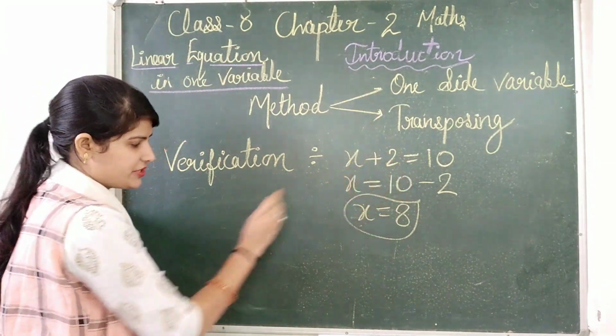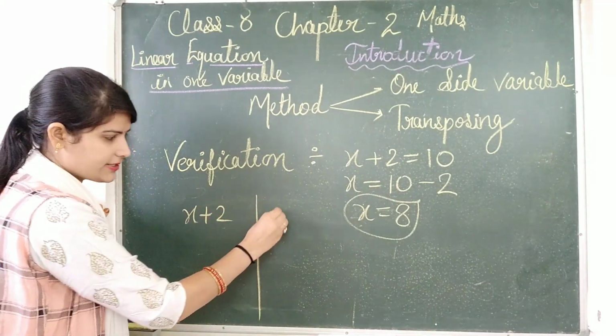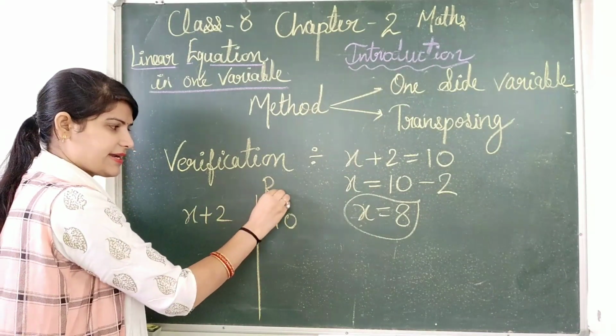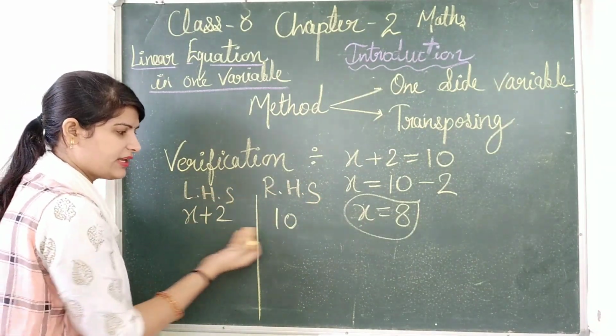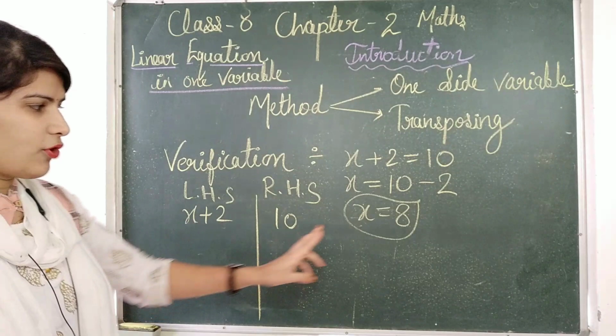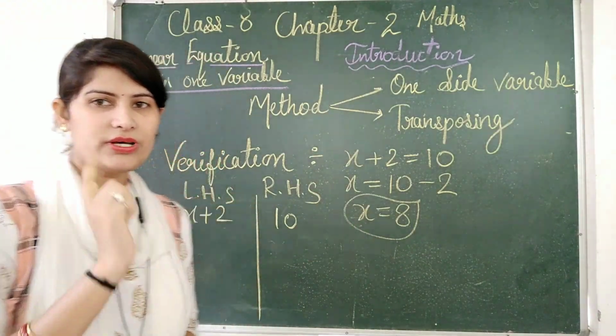Here I am taking the question x plus 2 equals 10. This is the right hand side and this is the left hand side. We have to balance both. And what is our answer? x is equal to 8. That means the x value is 8.